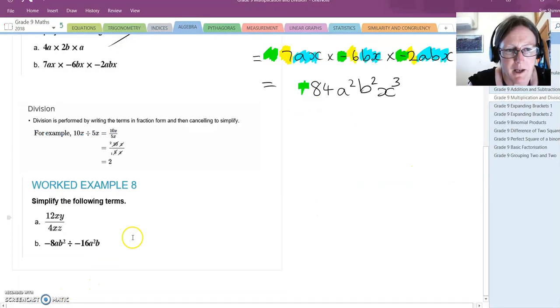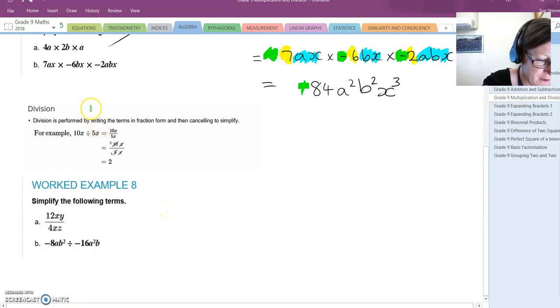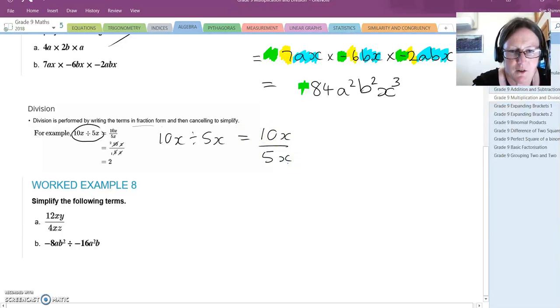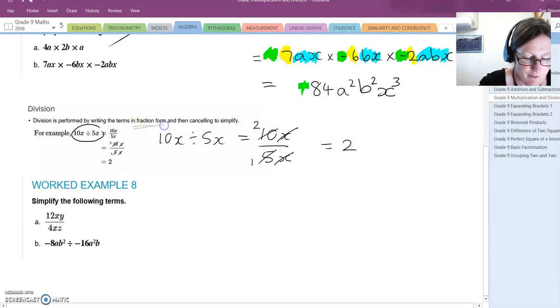Again, with division does not matter about like terms. It is much, much easier, I believe, with division to change it, so we write them in fraction form. So in other words, if we have 10x divided by 5x, I think you'll find it much easier to write it as 10x over 5x. Because then you can see we can cancel the x on the top and the x on the bottom. 5 goes into itself once, 5 goes into 10 twice. So the answer to that is 2. Much easier, I think, if they're written in fraction form.